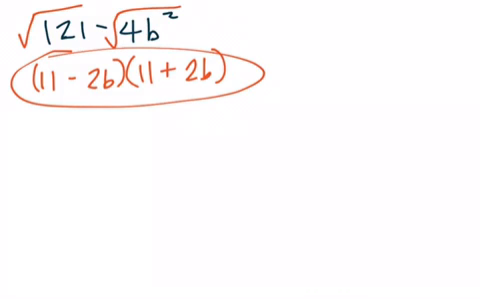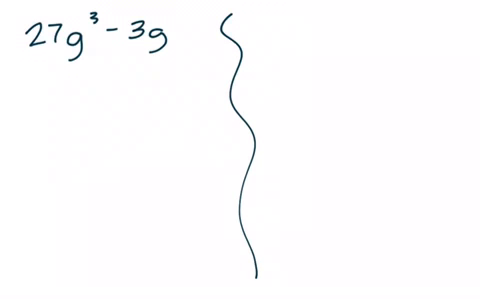Okay, so let's take a look at another one here. Actually, let's do this. I'm going to have you guys do a couple of examples, and then I'll show you the steps. The first one is 27g cubed minus 3g, and the second example is b to the fourth minus 16. Pause your video and work through those two problems.